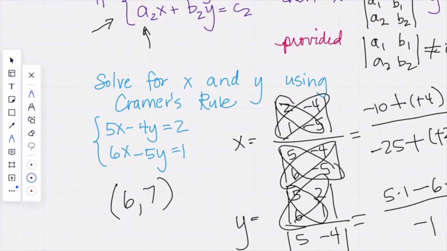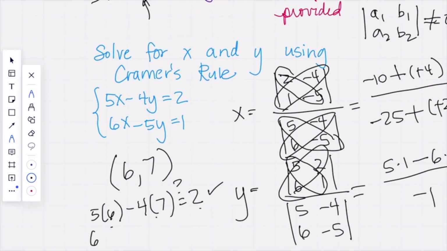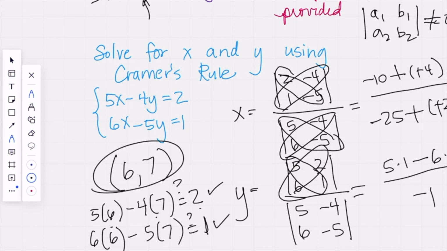Let's see. If I plug this in, 5 times 6 minus 4 times 7, is this equal to 2? 30 minus 28 is equal to 2. Well, that's good. How about 6 times 6 minus 5 times 7? Is that equal to 1? 36 minus 35 is indeed equal to 1. And we have solved this solution using Cramer's rule.